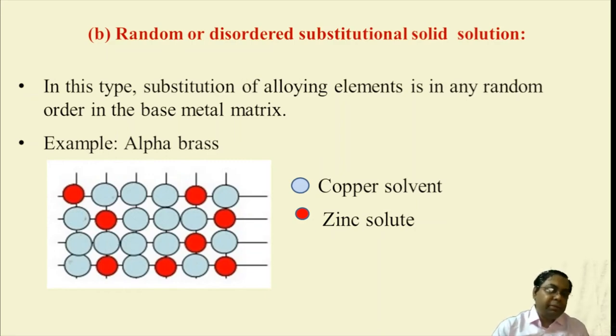Now random or disordered type substitutional solid solution. In this type, the substitution of alloying elements is random or disordered within the base metal matrix. An example is alpha brass. Here you can see copper is the solvent and zinc is the solute. They are not mixed with one another in a homogeneous manner. The zinc solute is randomly distributed over the copper solvent matrix.